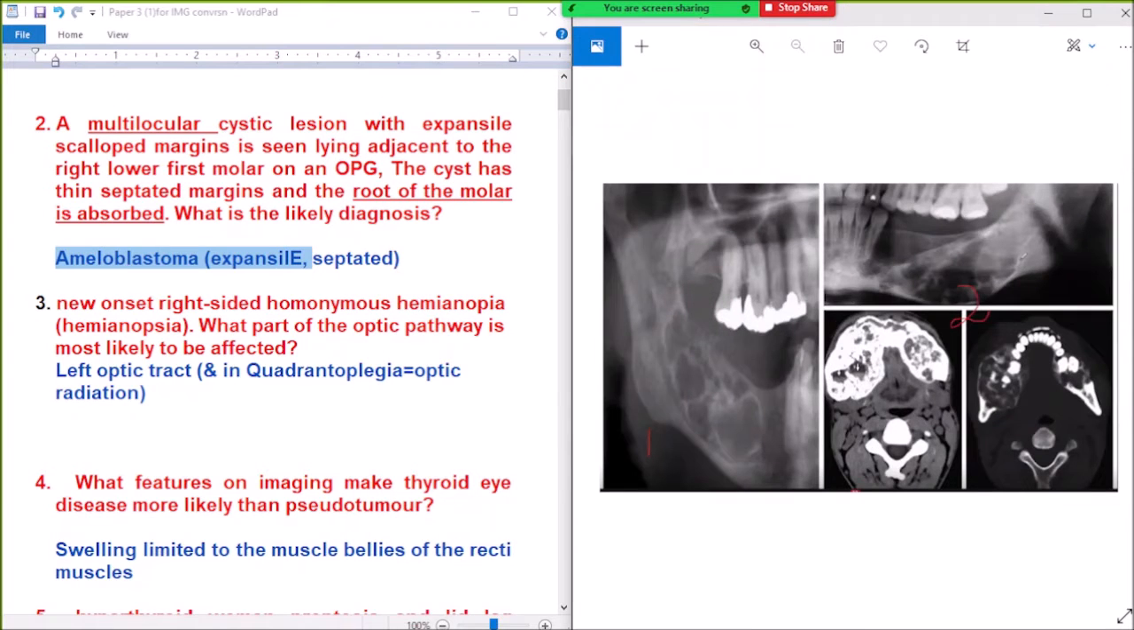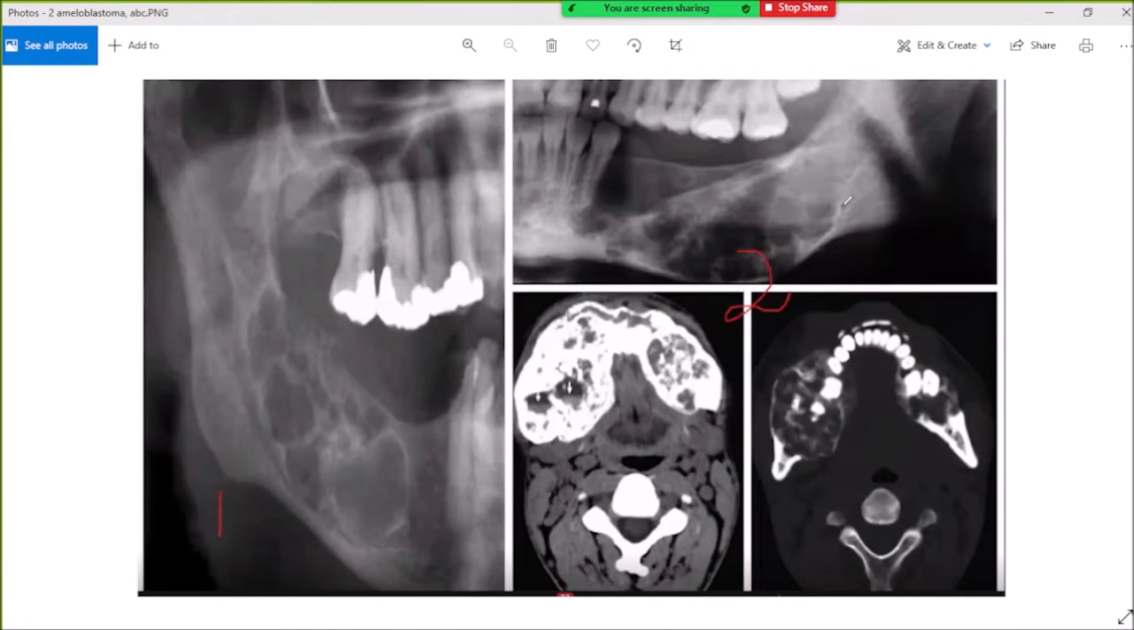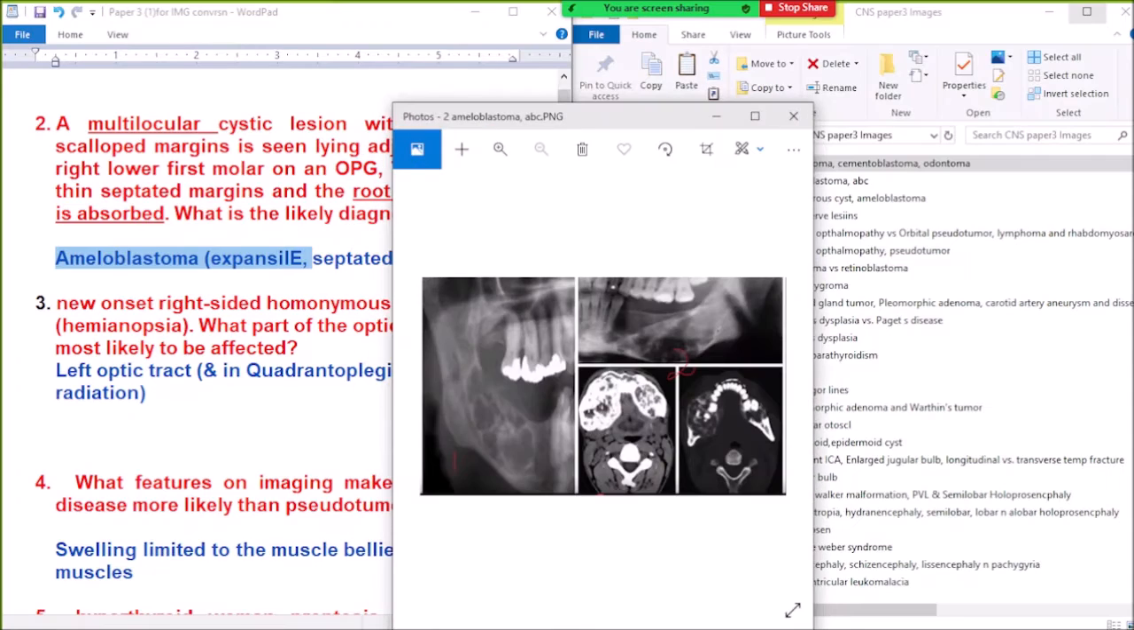Okay, this is ameloblastoma, and these are aneurysmal bone cysts. But for now, we'll just look at ameloblastoma. In aneurysmal bone cysts, you can see fluid levels. This is an aneurysmal bone cyst. The ameloblastoma. Now we'll deal with ameloblastoma.